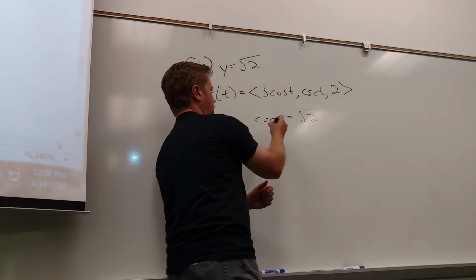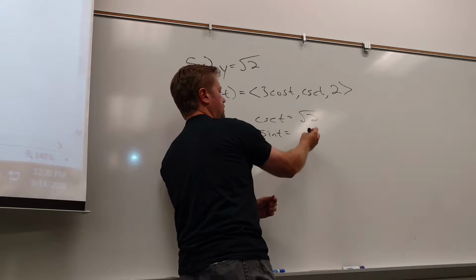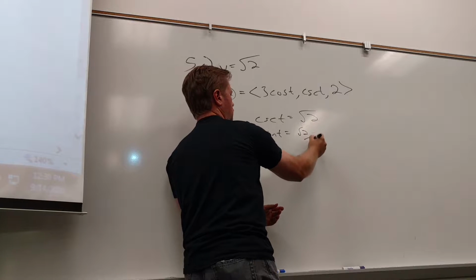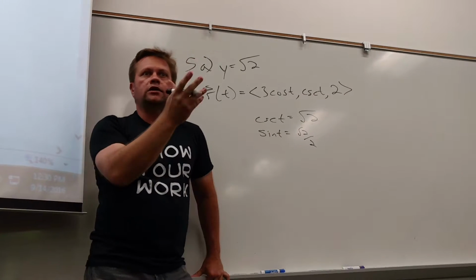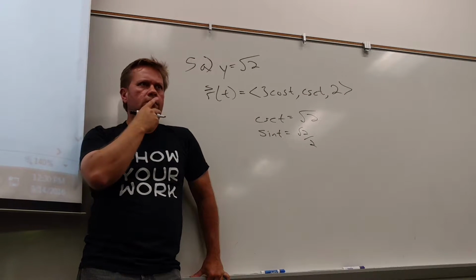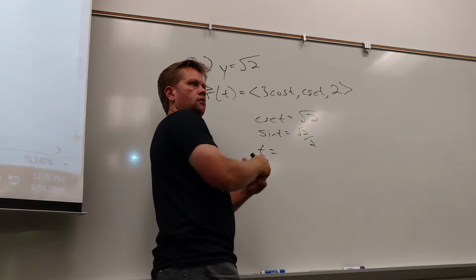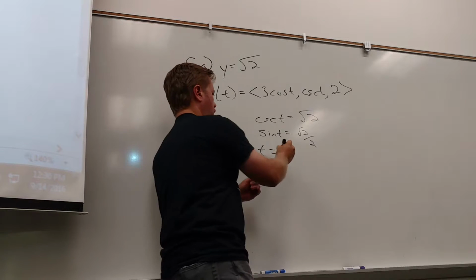So if you want to, cosecant t equals square root 2 means sine t equals 1 over rad 2, so rad 2 over 2. Now that should be a little more obvious, right? When is that true? For t equal to what? 5 over 4 or?